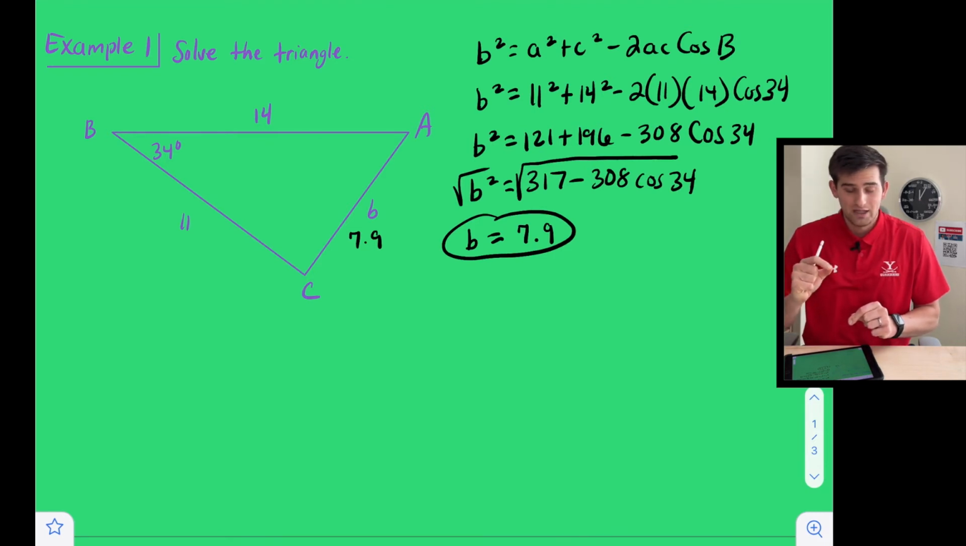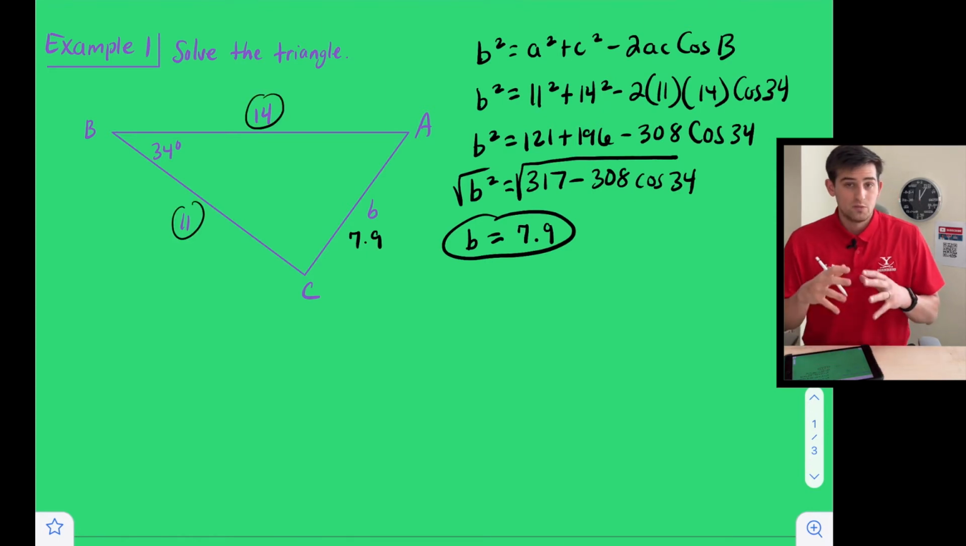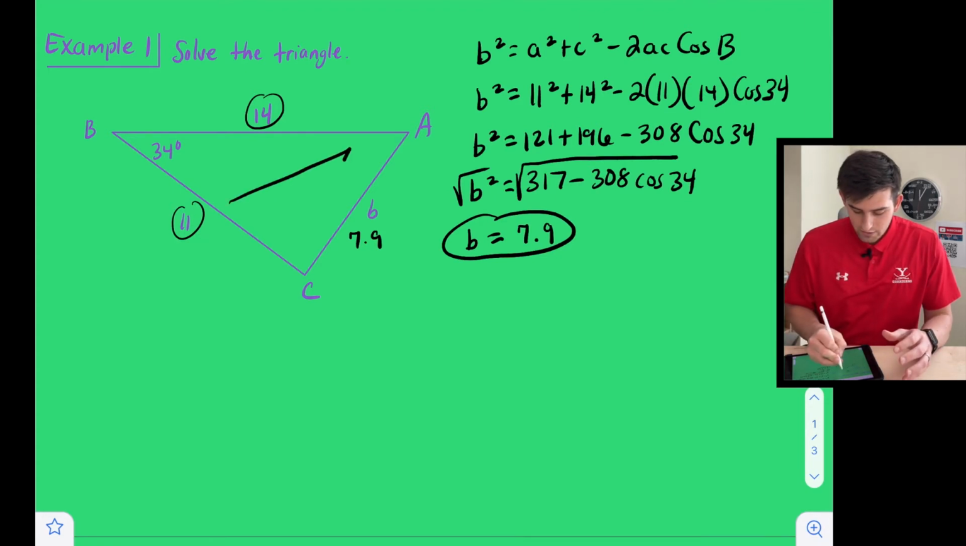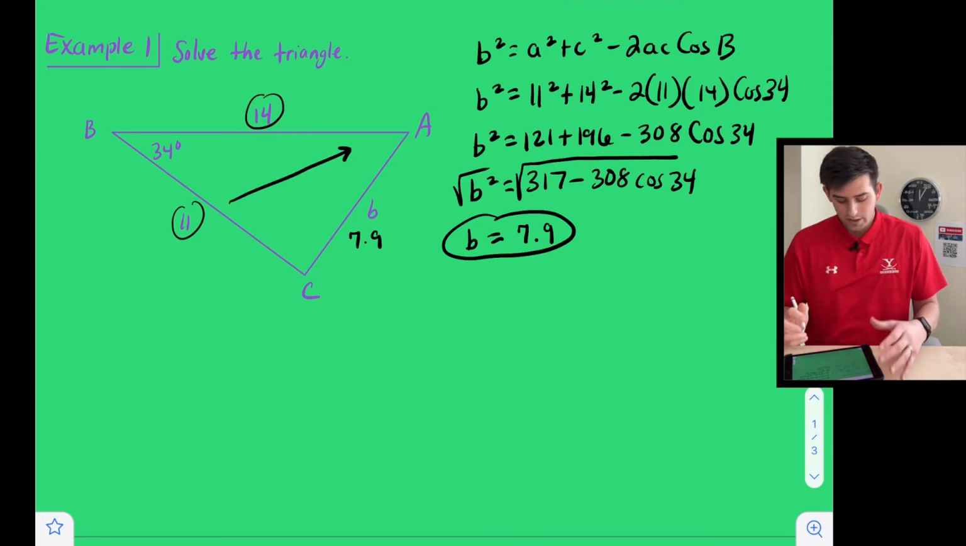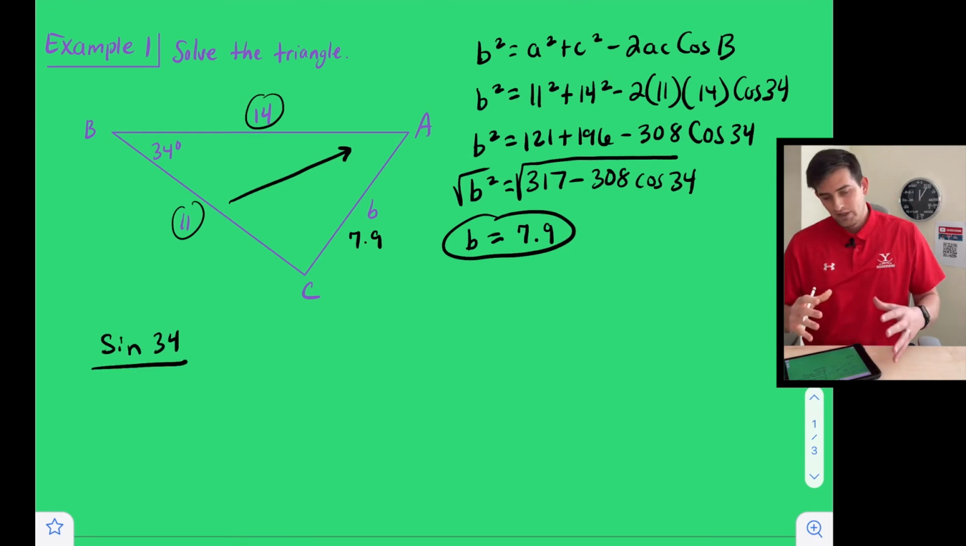Now, if I look at my two sides, 11 and 14, the smaller side will be opposite of the smaller angle. So I want to solve for angle A first. So let's use sine of 34 over, and now, opposite of 34, we have 7.9.